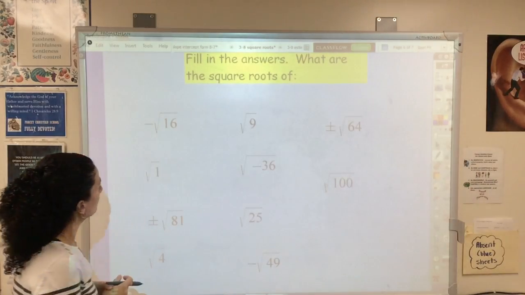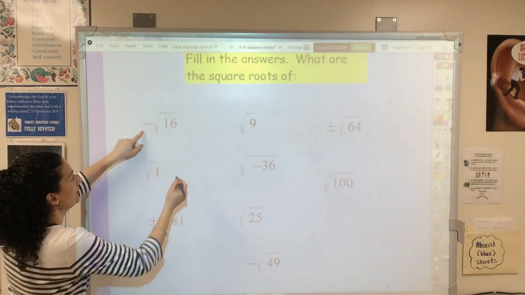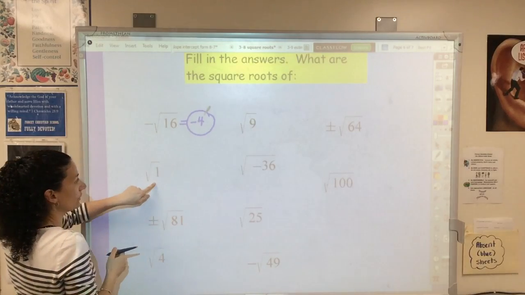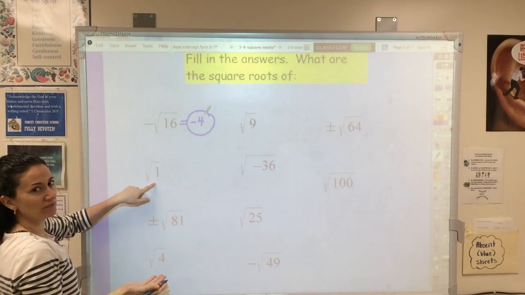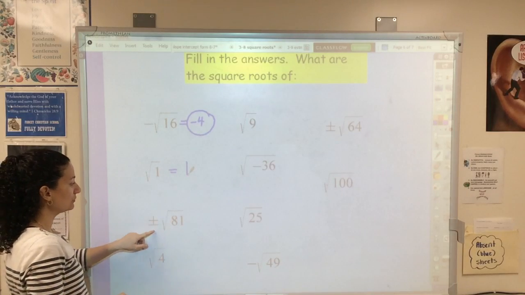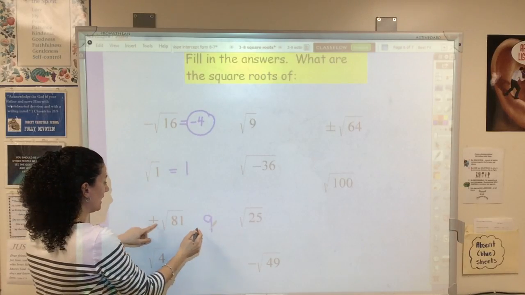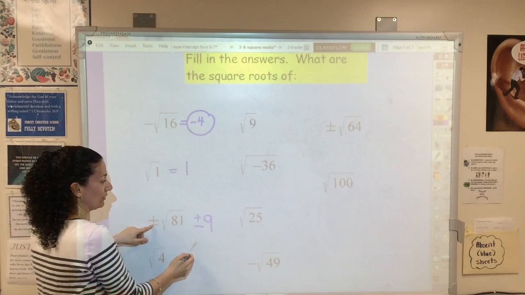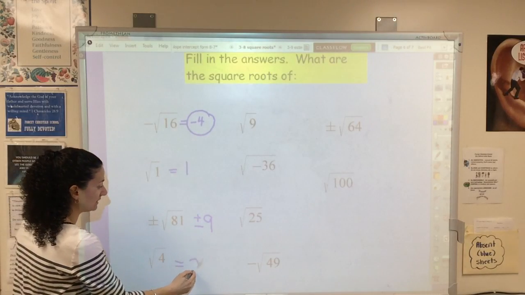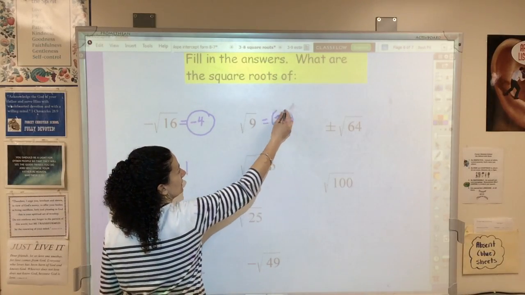All right, let's take a look at what you got. Here we have the square root of 16 with a negative on the outside, so that would give us negative 4. Square root of 1, what times what will give you 1? That's just 1. Plus or minus the square root of 81, well, the square root of 81 is 9, and technically it could be positive or negative 9. Square root of 4 is 2. Square root of 9 is 3.